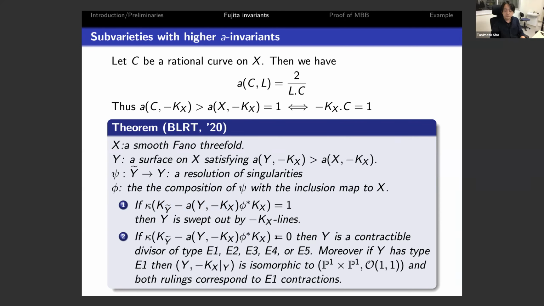And if it is equal to 0, then Y is a contractible divisor of type E1, E2, E3, E4, or E5. Moreover, if Y has type E1, that means it's the blow up of a smooth projective curve, then Y with minus K_X, this polarized surface, is isomorphic to a quadric surface. And then both rulings correspond to E1 contractions. So in this way, subvarieties of higher a-invariant are completely classified. So this is good.